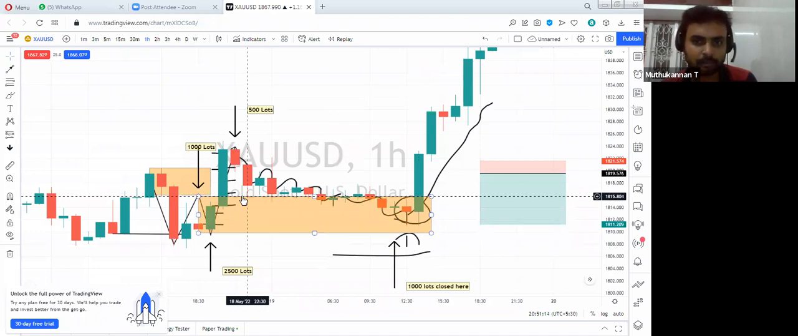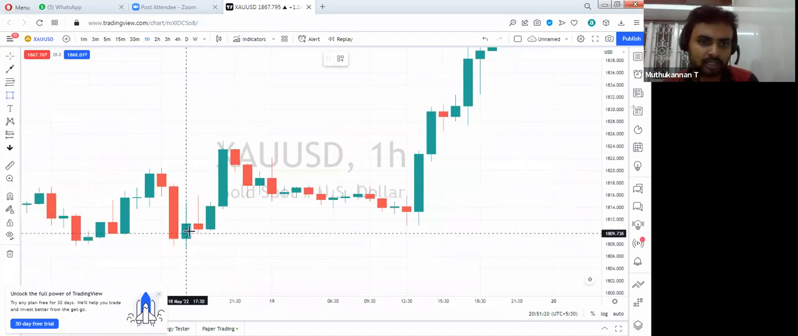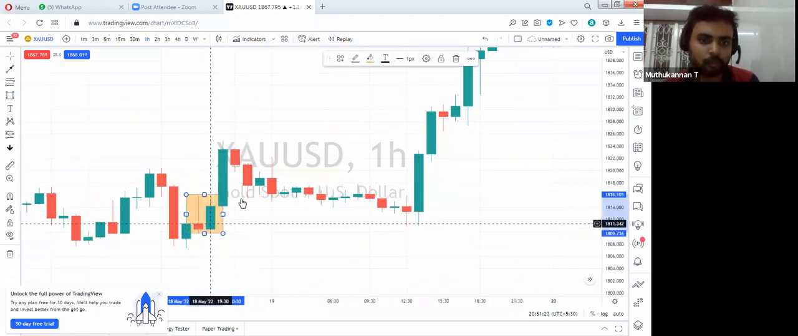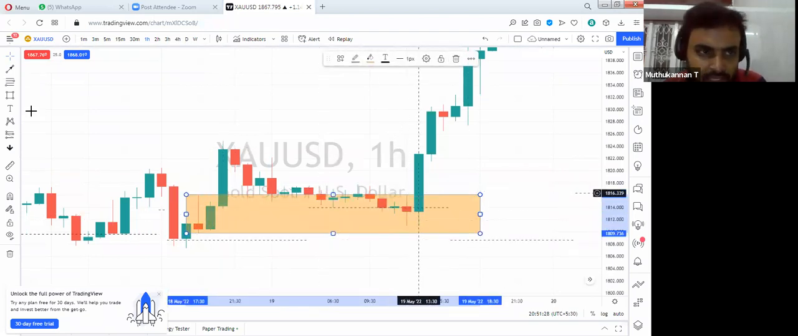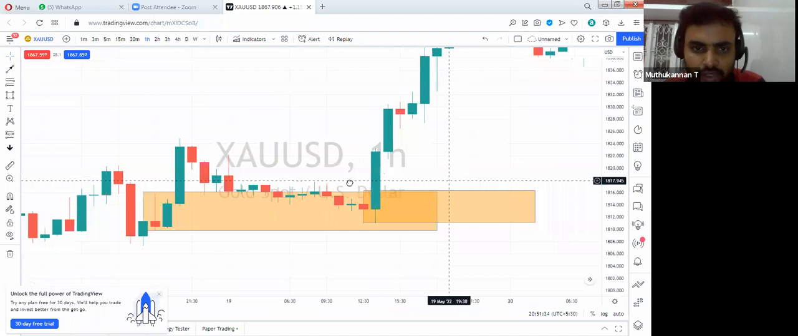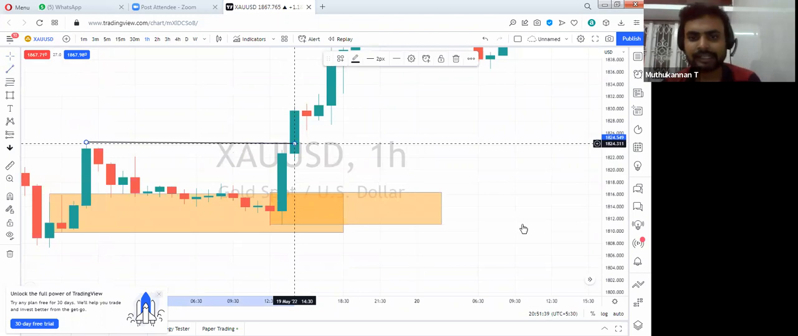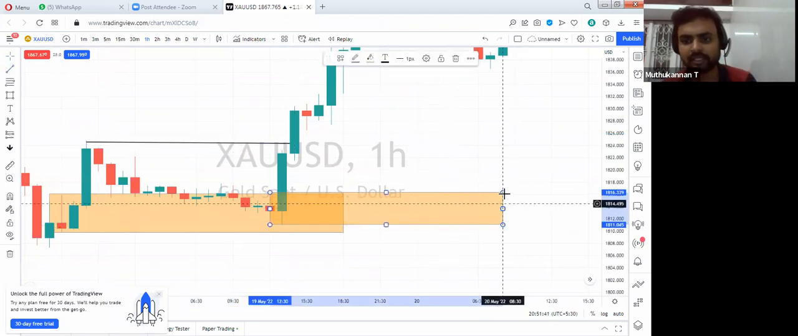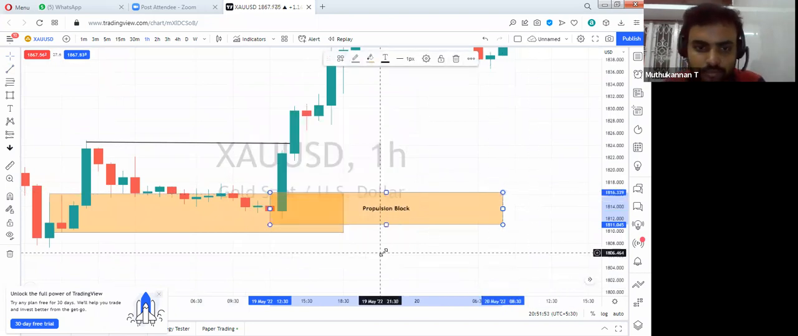Now tell me, guys. Now I'm deleting everything. I told you that this is my order block, right? Because it's the last bearish candle before bullish movement, right? Now you can consider this as also an order block, right? This is also an order block because it's also broken the structure. Terminology-wise, it is called a propulsion block.